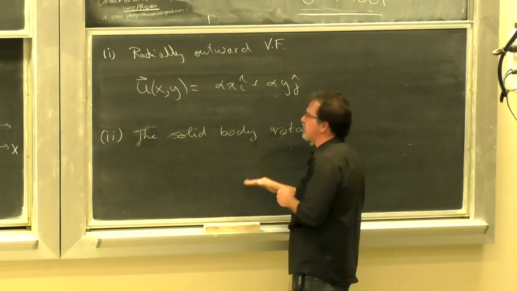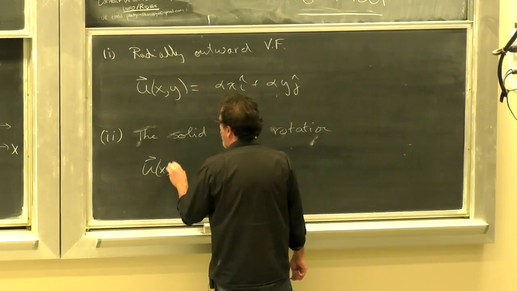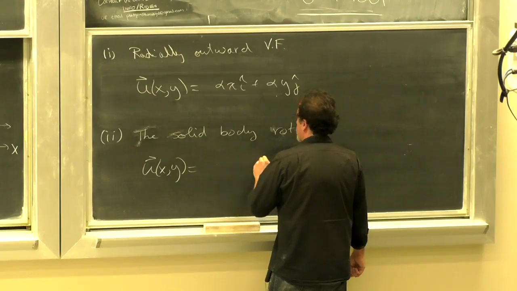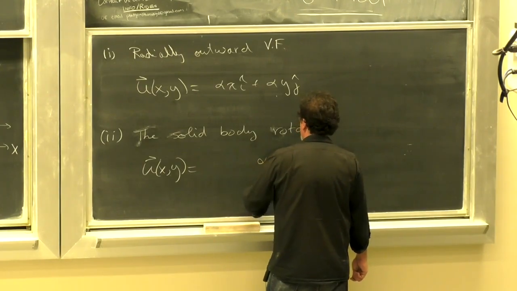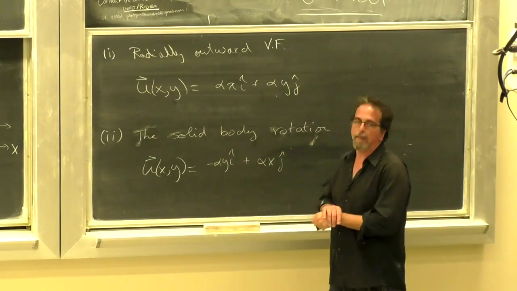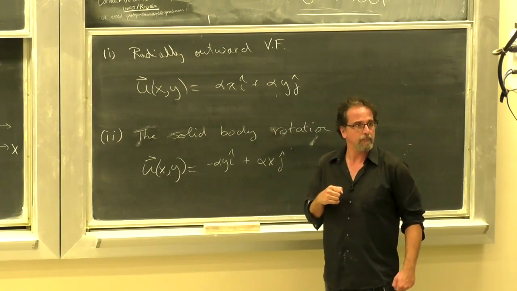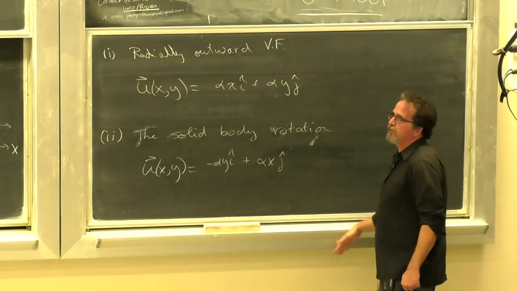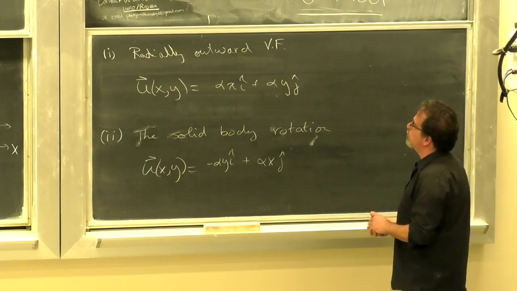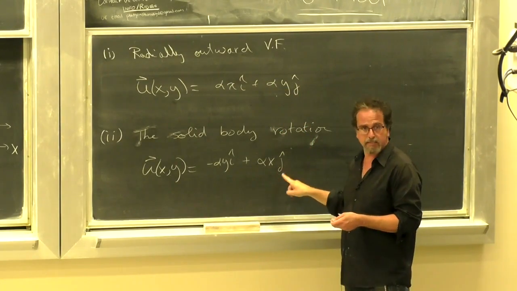The solid body rotation vector field is going to be u of x and y is equal to negative alpha y i hat plus alpha x j hat. Let me start with these two vector fields, and I'll get to the x point in a second. These are even more fundamental. Notice there's no symmetry in this problem. It depends both on x and y. This one also depends both on x and y.